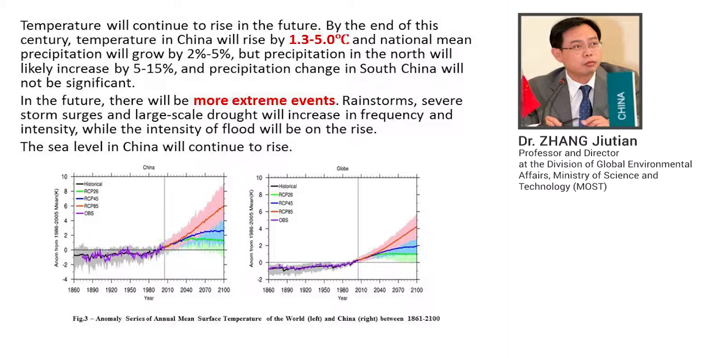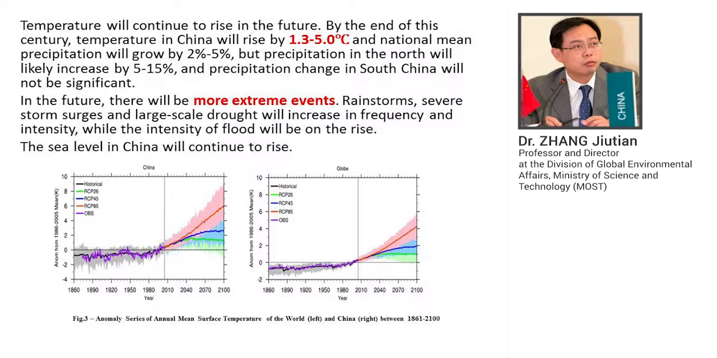And more extreme events will happen in the future. Rainstorms, storm surges, and large-scale droughts will increase in terms of frequency and intensity. Also, the sea level in China will continue to rise. You can see the two charts, two figures. On the left is China, on the right is the global average. You can see the future temperature rise will be higher in China than the global level.